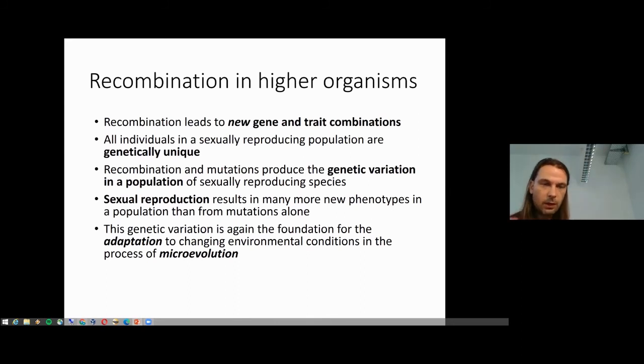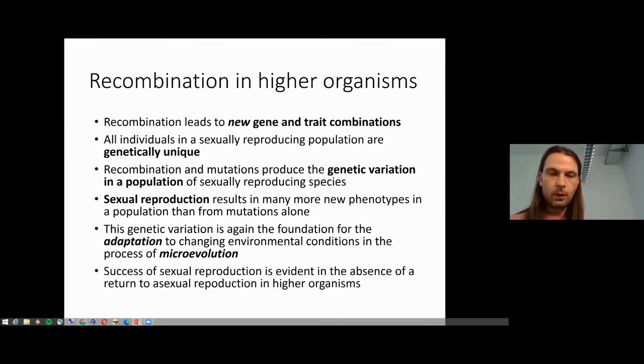So the genetic variation, which results from both mutations and recombination, is the very foundation for adaptation of organisms to changing environmental conditions in a process which is called microevolution. And so the success of this way of reproducing is evident in the absence of a return of higher organisms to asexual reproduction. So natural selection is actually favoring it, because you produce all kinds of gene and trait combinations, all kinds of phenotypic variation, and in that way, there's a high chance that certain individuals are better adapted to changes, either in the environment or to disease, etc., and have a chance to survive.